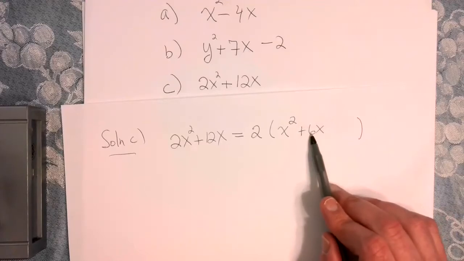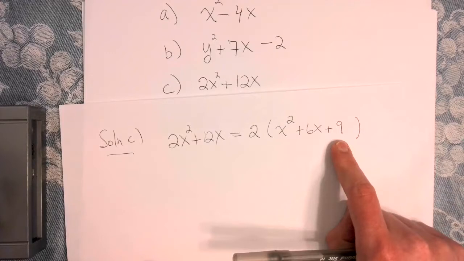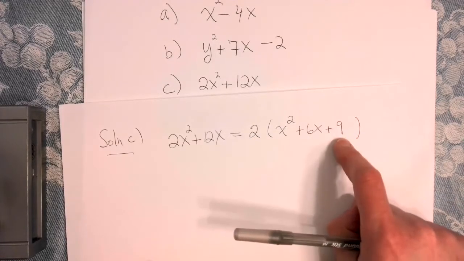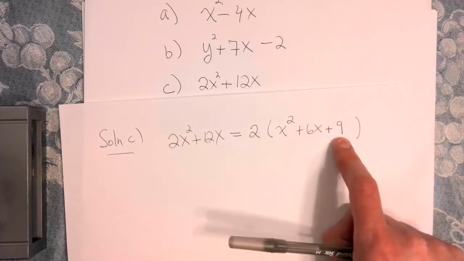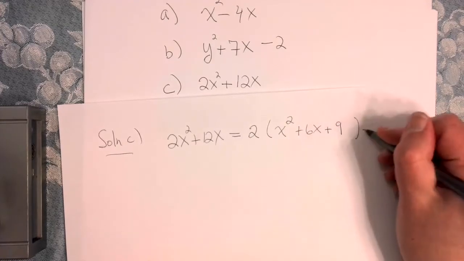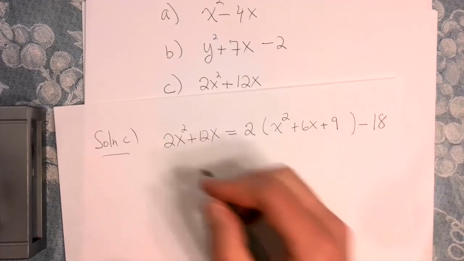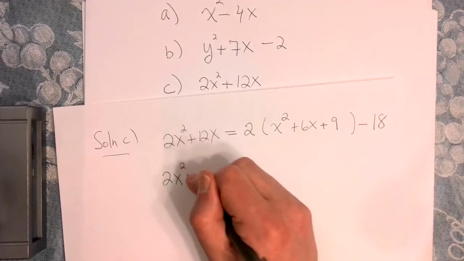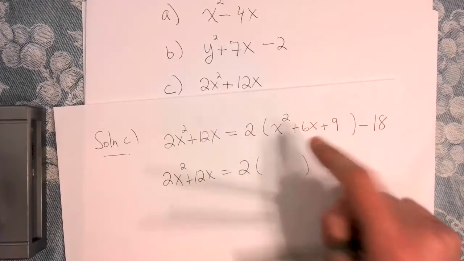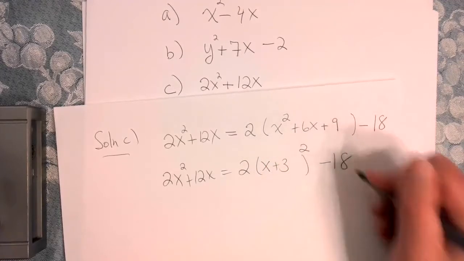Well, half of this is 3. If I square it, it's 9. But did I really just add a 9? No, because all the terms inside are actually affected by this 2. So I secretly just added an 18 because of this 2. Well, if I add 18 for balance, I need to subtract 18. So this gives me 2. I can now factor this. This will factor into x plus 3 quantity squared minus 18.